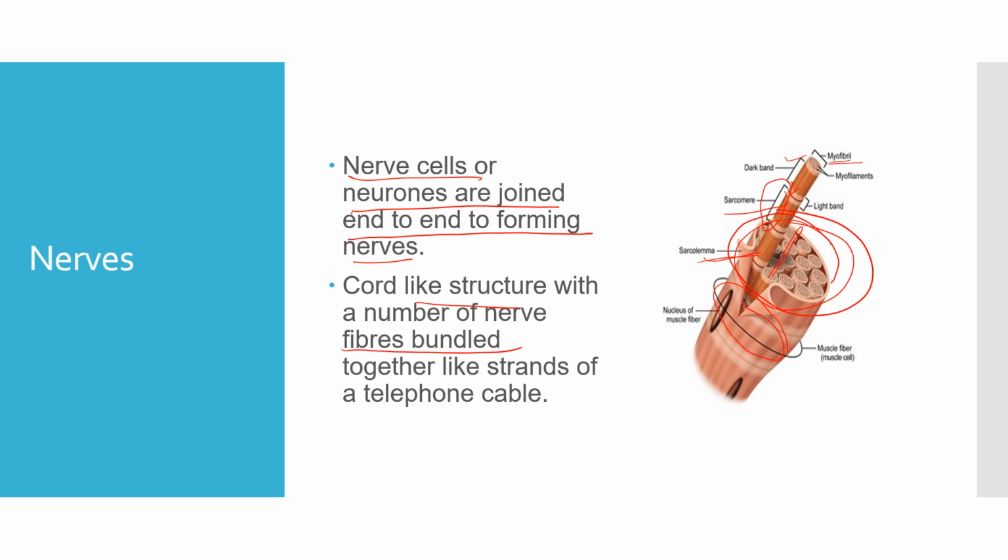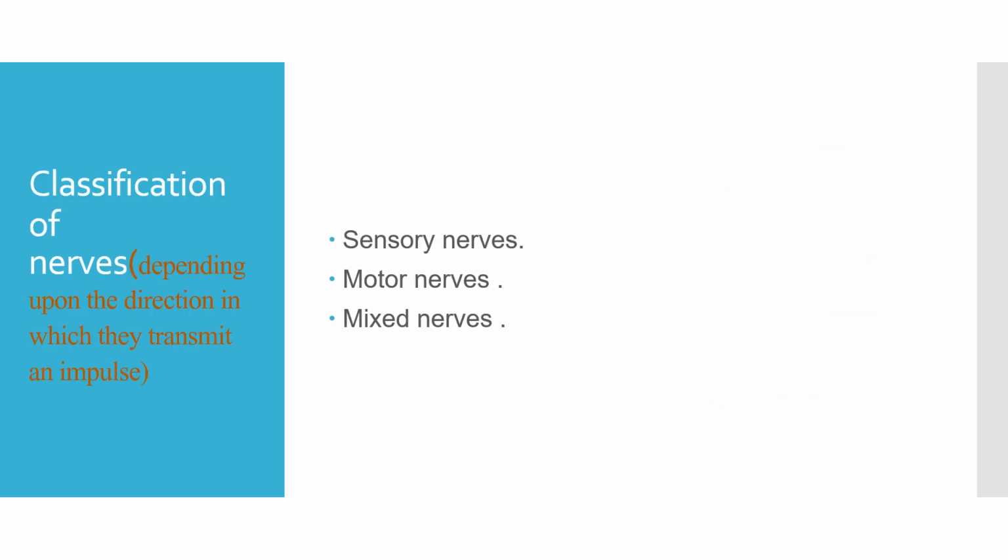Now we will move on to the different types of nerves. What are the three different types of nerves? They are divided depending upon the direction in which they transmit their impulse, that is, from where to where it is transmitted. The first one is the sensory nerves, the second one is the motor nerves, and the third one is the mixed nerves. Let us see from where to where the signals are transmitted by these three types of nerves.